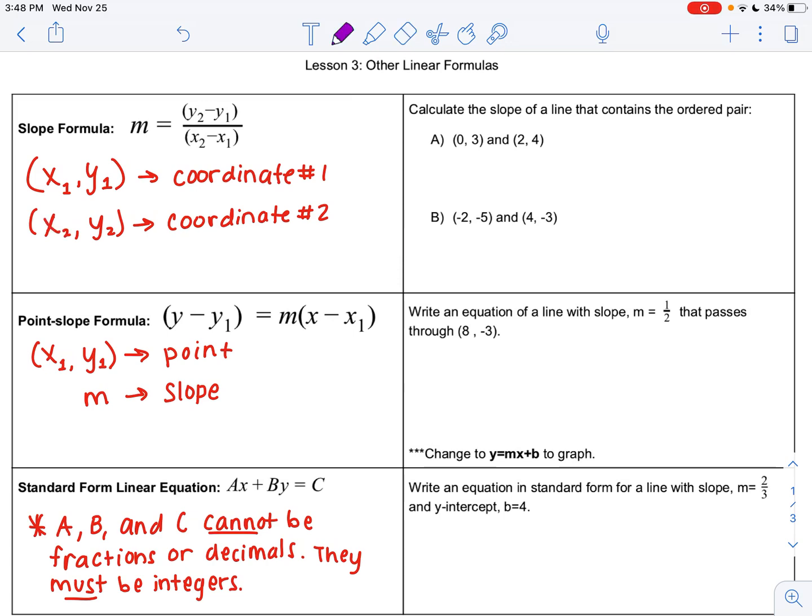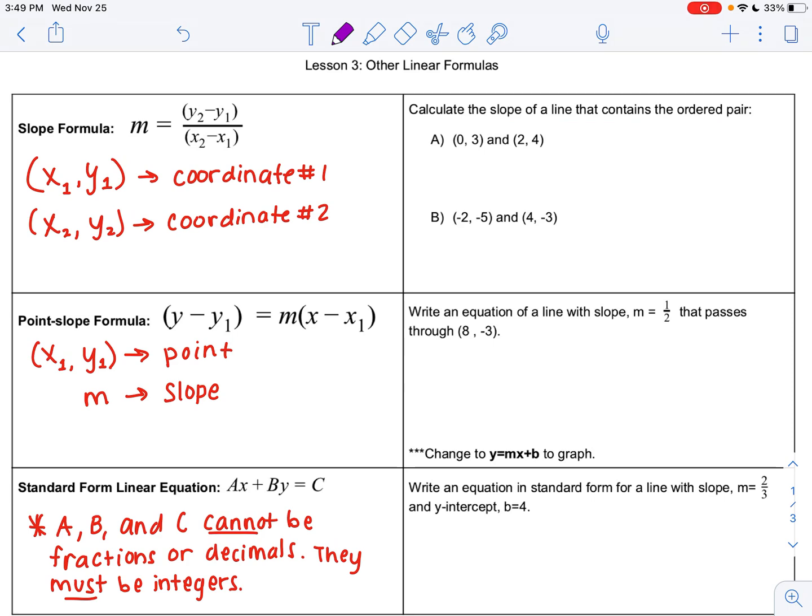Oops, I didn't mean to erase that. Down here, all this is saying is this is the first point and this is the second point, okay? But we're still talking about x comma y. So here it says calculate the slope of a line that contains the ordered pair.